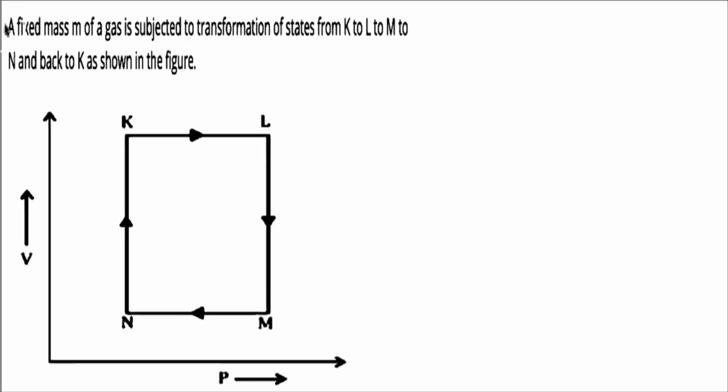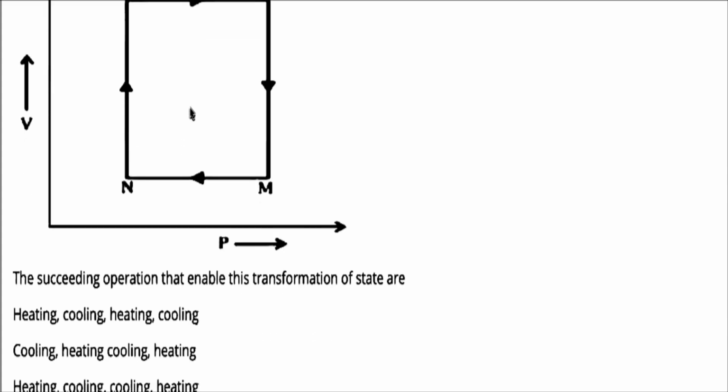Hello everyone. So in this question it is given a fixed mass m of a gas is subjected to transformation of states from K to L to M, N and back to K as shown in figure. A plot of volume versus pressure is given in this case and it is subjected to 4 transitions from K to L to M, N and K. So we have to figure out what is happening exactly in this transformation.